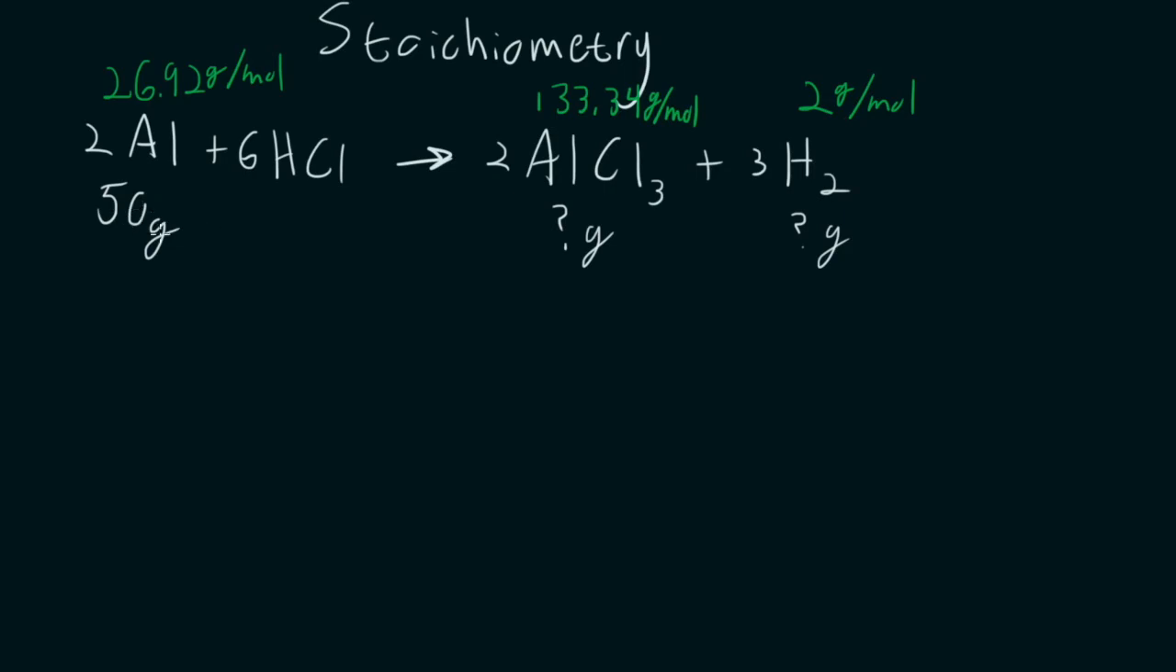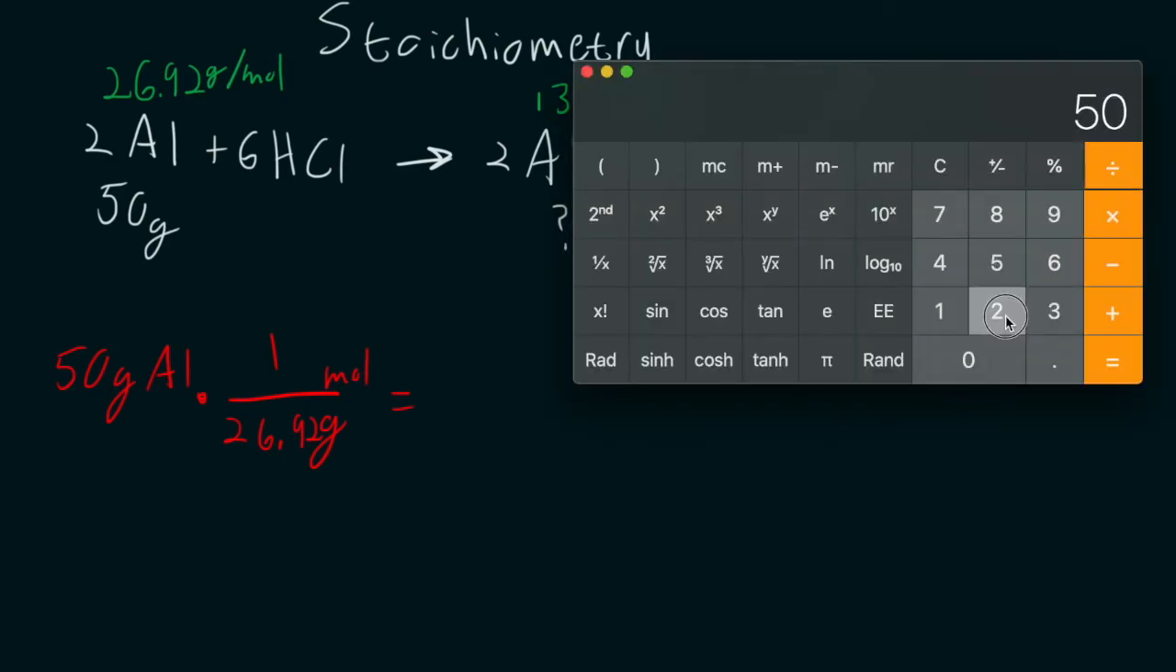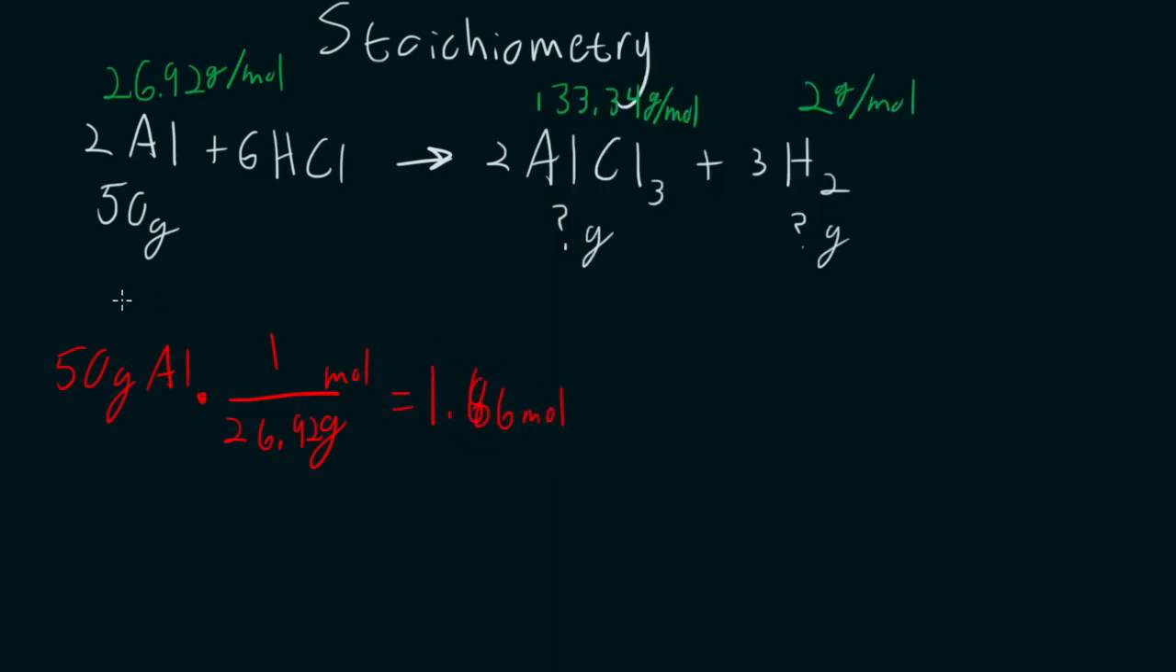All right, so my next step is I need to find the number of moles of aluminum here. So let's put that in red. Let's go 50 grams of aluminum, and I need to get rid of grams, go to moles. So that's going to be 26.92 to 1. I'm going to take that division. It's 1.86 moles of aluminum.